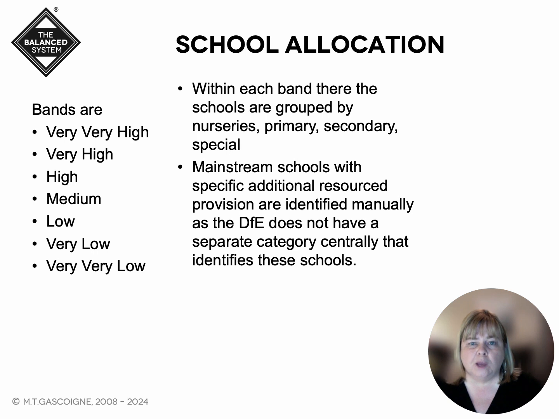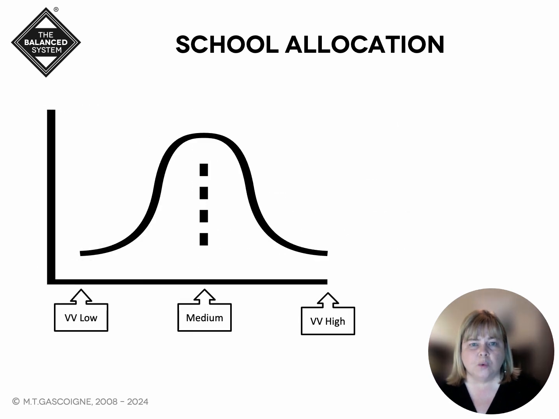Within each band, what you get represented are the schools and settings clustered by nursery schools, primary schools, secondary schools and special schools, because they're the categories that are recognised in the DFE data. Interestingly, mainstream schools with additionally resourced provisions that are agreed locally are not a category at DFE level, so they have to be manually identified, and I can talk more about that in a second. So what we end up with is all of our schools behind the scenes distributed on a normal distribution curve and then banded according to where they sit relative to each other.